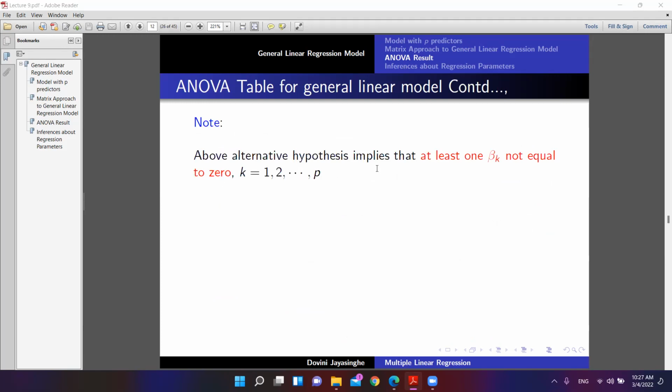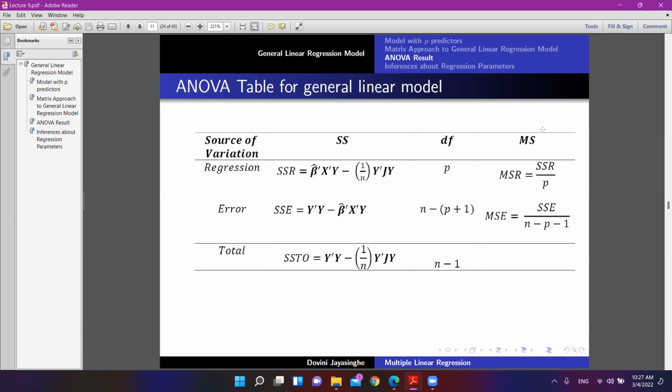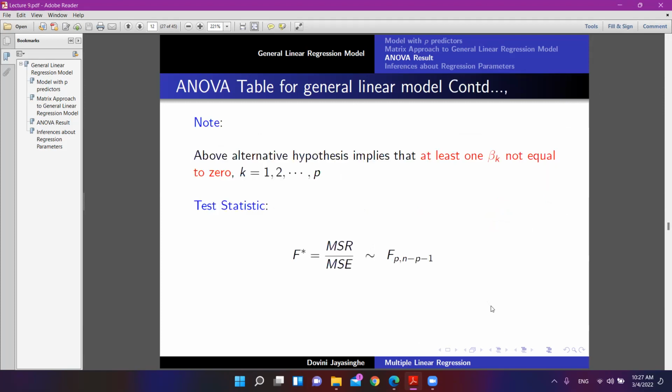Note: the above alternative hypothesis implies that at least one beta k is not equal to 0, same thing I just told. You can write it like this as well. So what is the test statistic? F star or F or whatever it is, MSR over MSE. That is the F ratio that we computed here. You can have one more column. So when you are asked to write the ANOVA table, just have the F ratio column as well to make it complete, because you are given marks for that as well. This is not complete without the F ratio. So MSR divided by MSE. That is the basic test statistic.